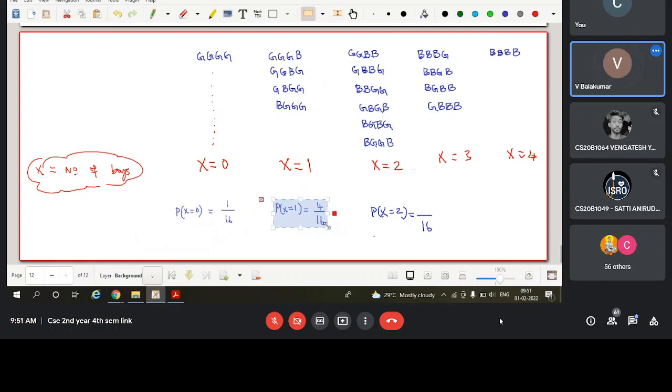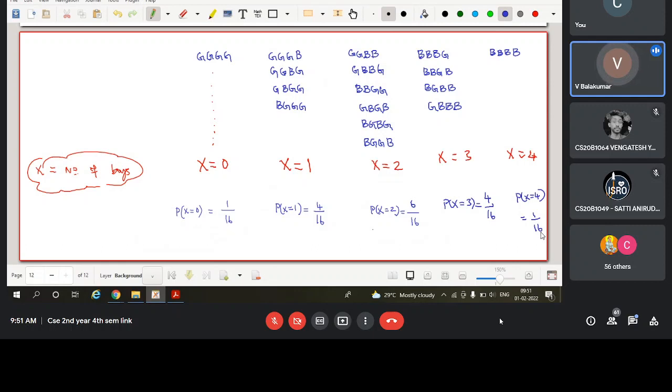Quick. 6 by 16. The remaining ones I will be writing directly. For these probabilities, only 4 favorable cases out of the 16 total number of cases. So again 4 divided by 16. For this, what is it? It is 1 upon 16 possibilities.